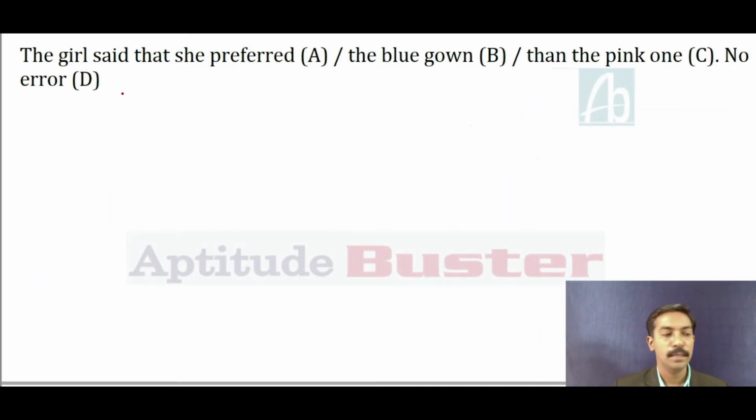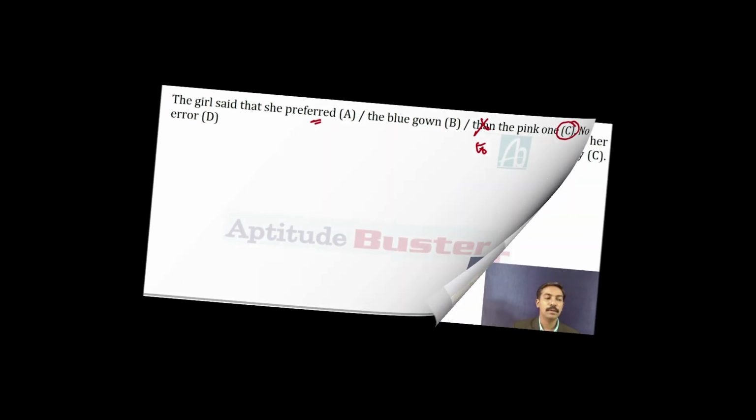Next question. The girl said that she preferred the blue gown than the pink one. Is there a comparison? Yes. Now, how is this comparison made? The word preferred has been used. The idea to be remembered is, whenever a comparison is made using the words prefer, superior, inferior, senior, junior, we know that the word "than" should not be used, the word "to" should be used. For this question, the error lies in segment C.